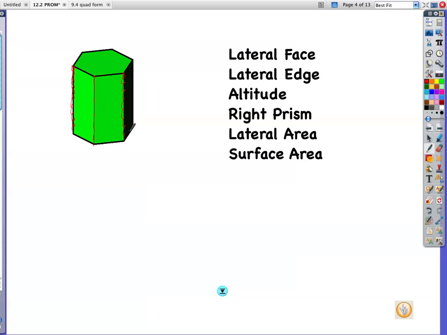Altitude is how tall basically your prism is. And it has to form a right angle. There's lots of rules with this, but basically our altitude, when we talk about prisms, it's just going to be how tall our prism is. It has got to be perpendicular to the bases, according to the book, an endpoint in each plane, so an endpoint has to be on a base, on each base. The height of the prism is also the length of the altitude.